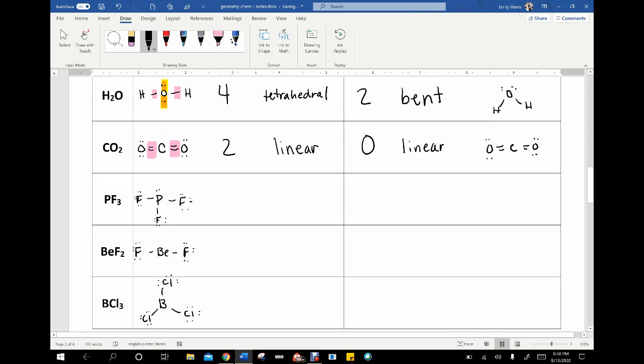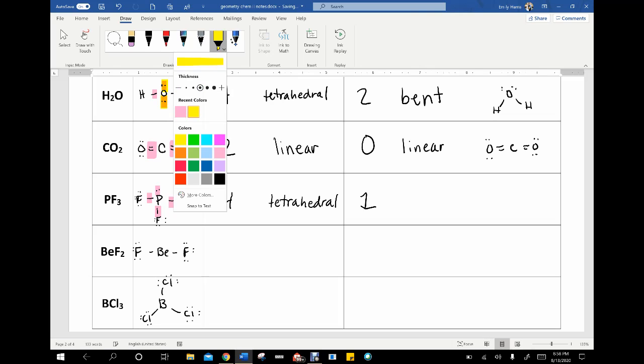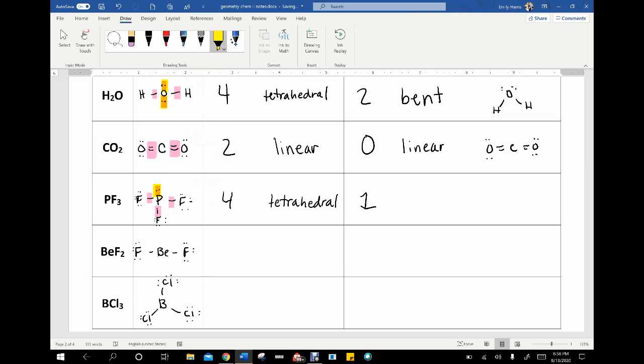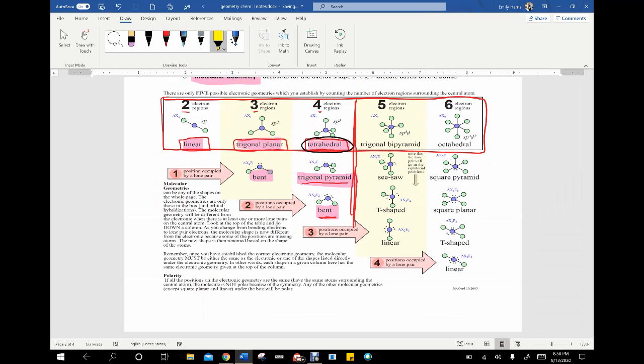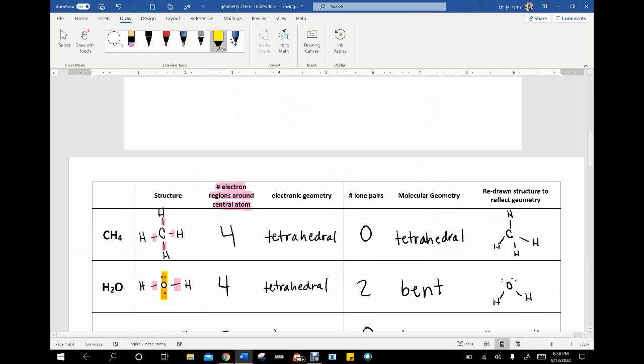All right, last three. So here we've got PF3, and we want to classify the electron regions around the center atom. Here we have 4 electron regions, which means that it's tetrahedral. Now, out of those 4 regions, one of them is a lone pair. 3 of them are bonds. When you have one lone pair pushing down 3 bonds, that molecularly is classified as trigonal pyramid.